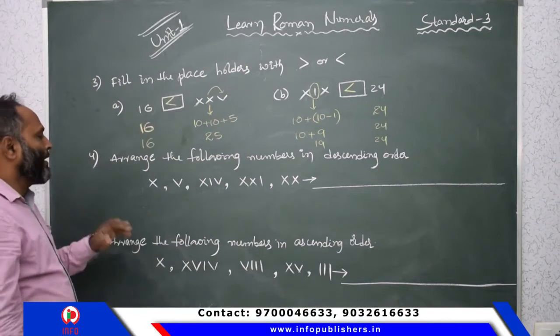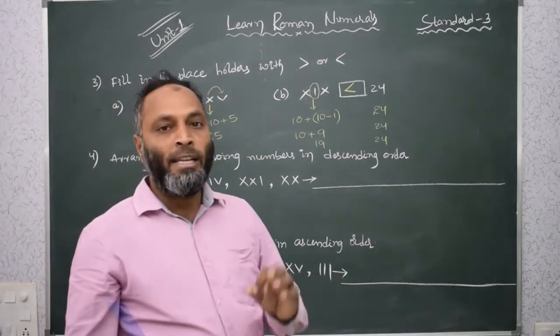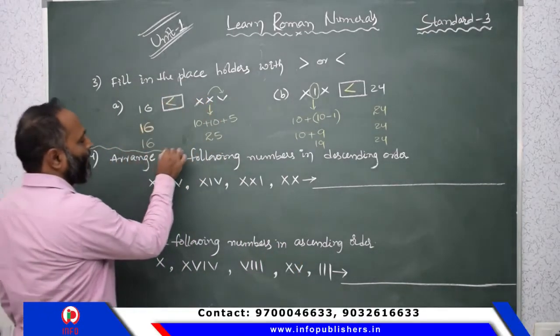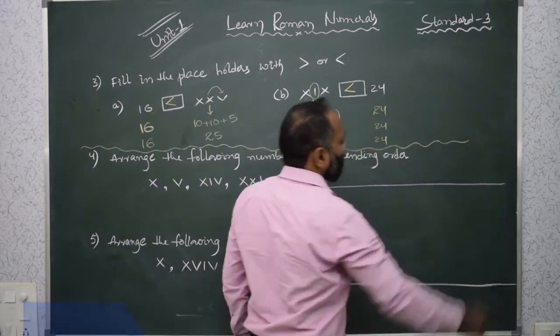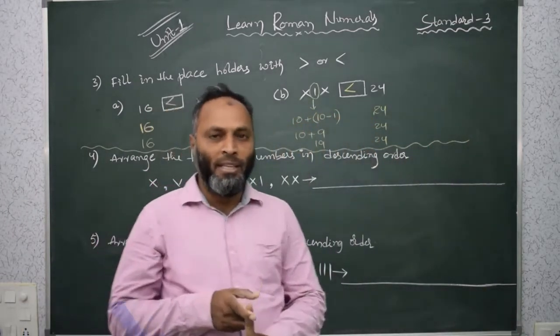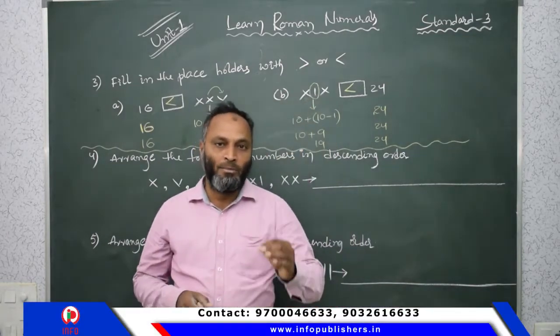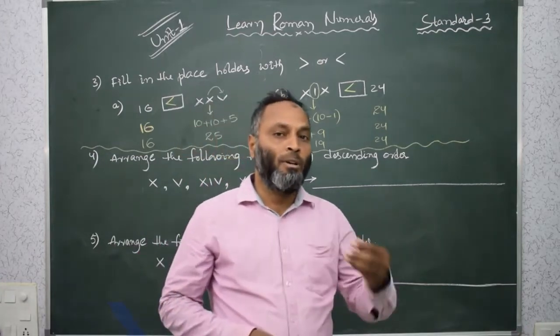Then after that, arranging in ascending and descending order is given. What is meant by ascending order and what is meant by descending order? Ascending order means increasing order, and descending means decreasing order. Increasing means from smaller to bigger. Descending means decreasing, from bigger to smaller.